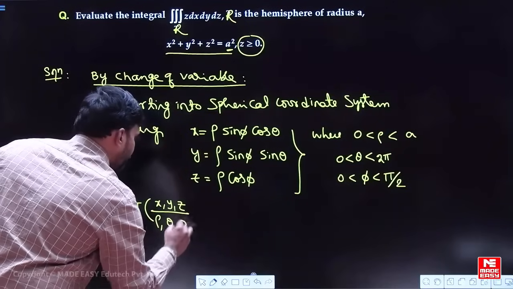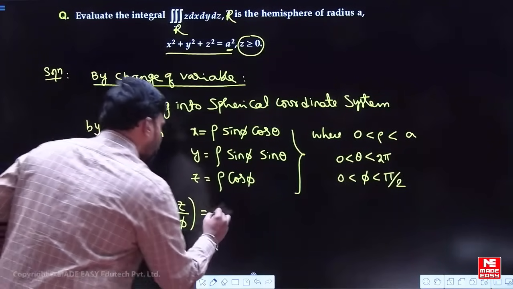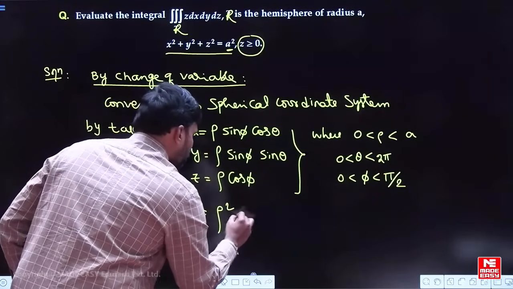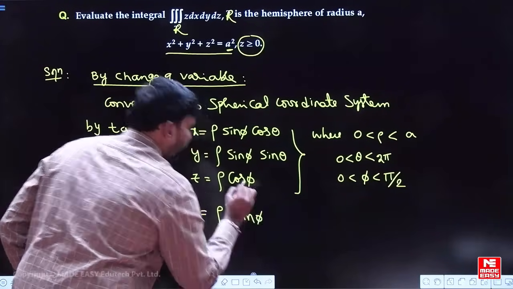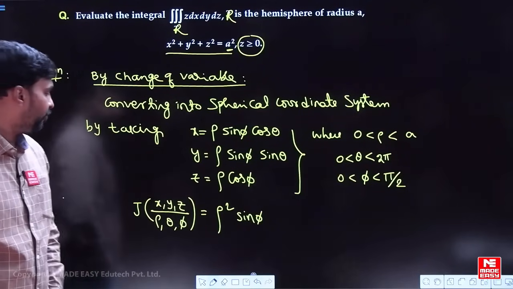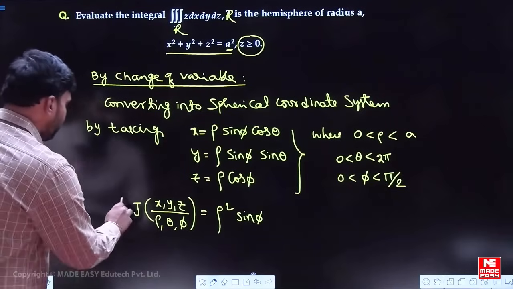rho theta phi here. Now, if this is the case, you are going to get rho square sin phi. So this is the Jacobian, beta.